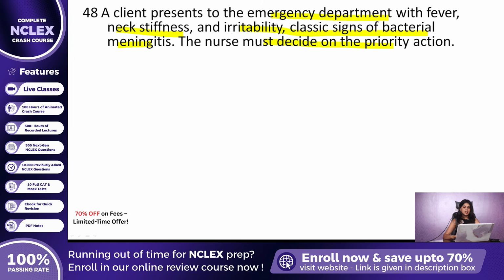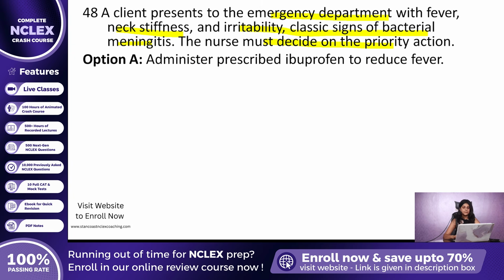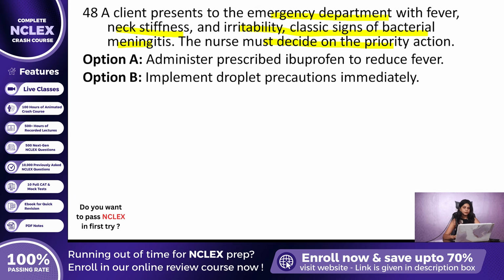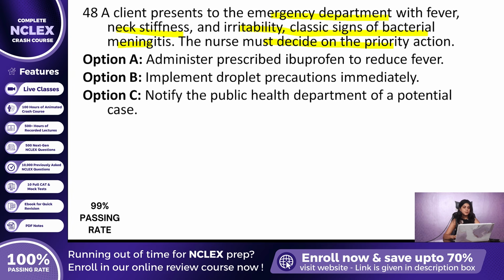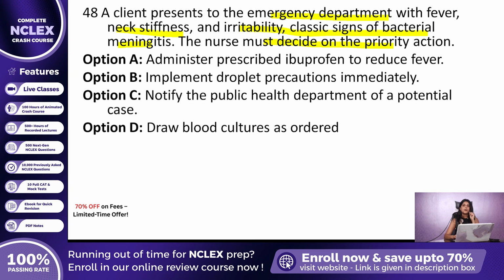The options are: Option A, administer prescribed ibuprofen to reduce fever. Option B, implement droplet precautions immediately. Option C, notify the public health department of a potential case. Option D, draw blood cultures as ordered. The correct answer is Option B, implement droplet precautions immediately.